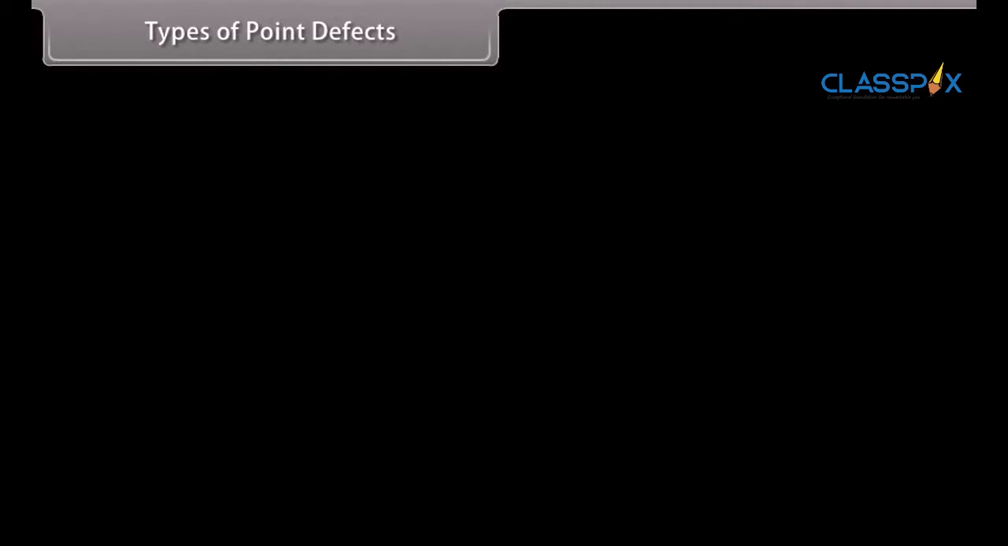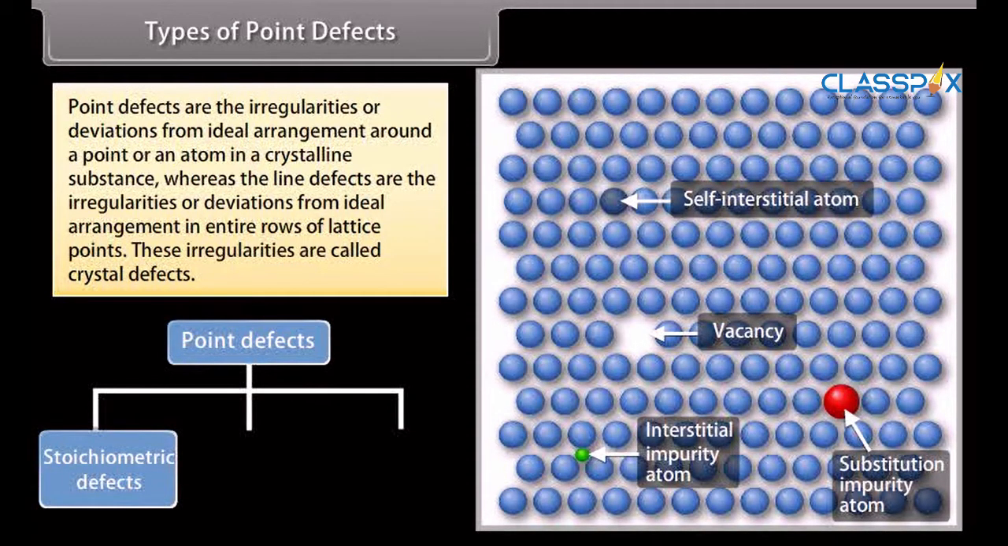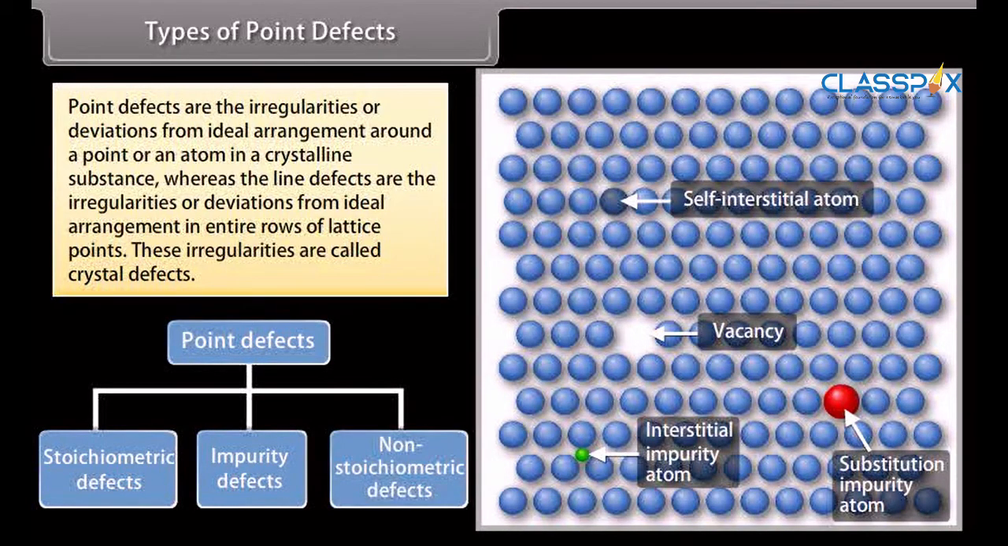Types of point defects. Point defects are the irregularities or deviations from ideal arrangement around a point or an atom in a crystalline substance, whereas the line defects are the irregularities or deviations from ideal arrangement in entire rows of lattice points. These irregularities are called crystal defects. Point defects can be classified into three types: 1. Stoichiometric defects. 2. Impurity defects. And 3. Non-stoichiometric defects.